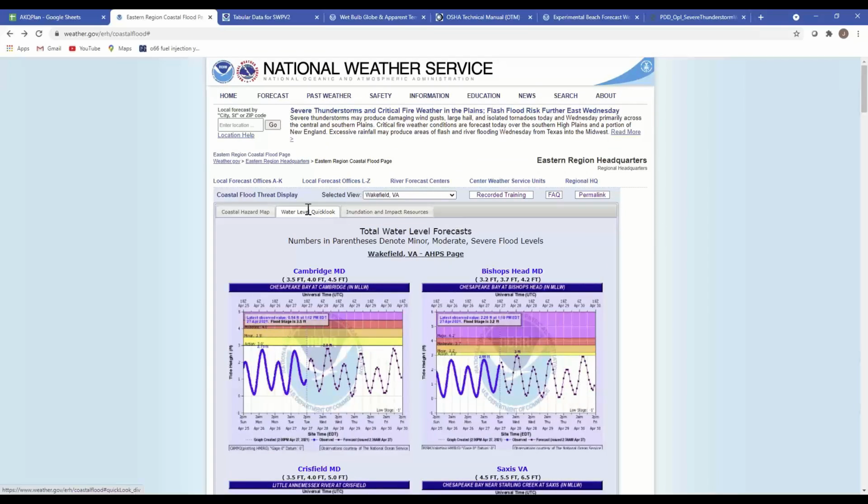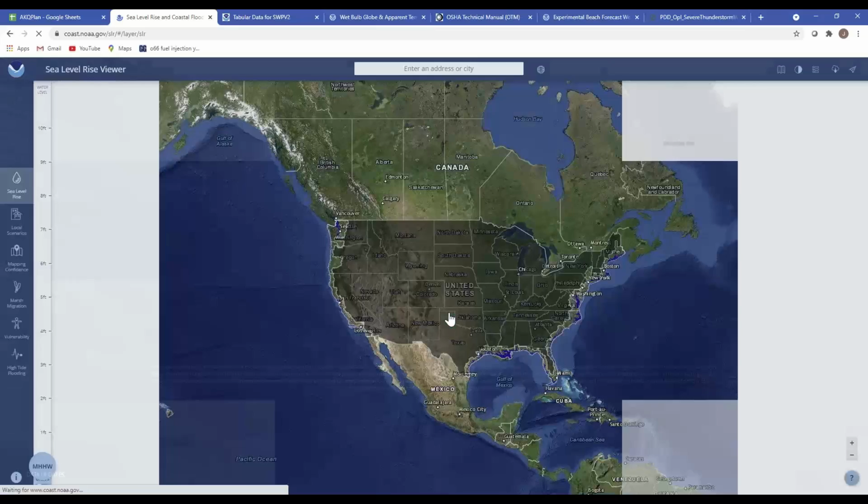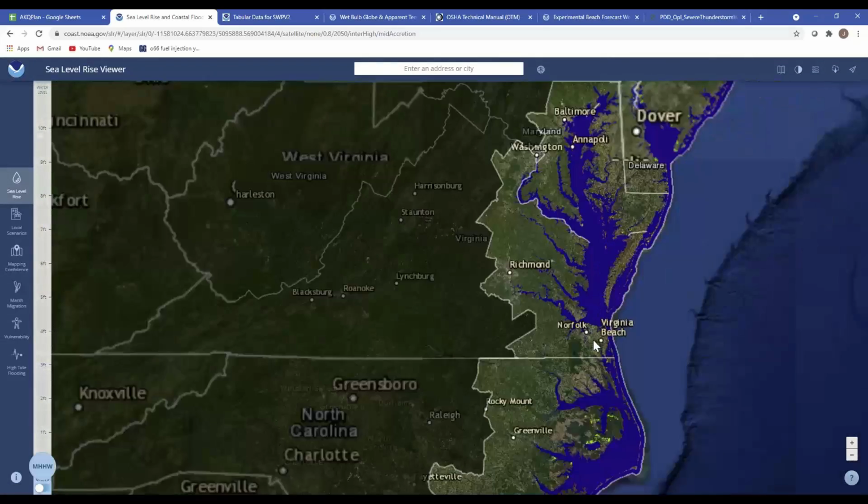So that's a nice quick look tab. Inundation impacts and resources. Again, this is a lot of the stuff I know you guys use. We have the FEMA flood maps here, the sea level rise viewer, which is really nice. The sea level rise viewer allows you to look at inundation in reference to mean high or high water.